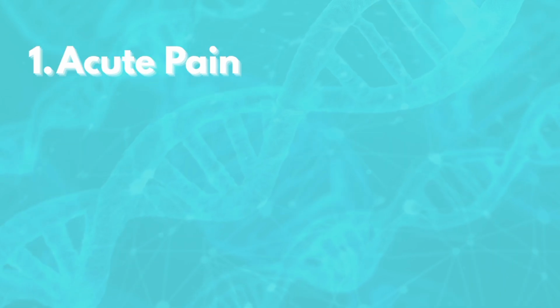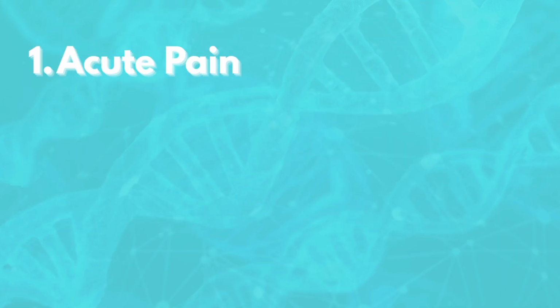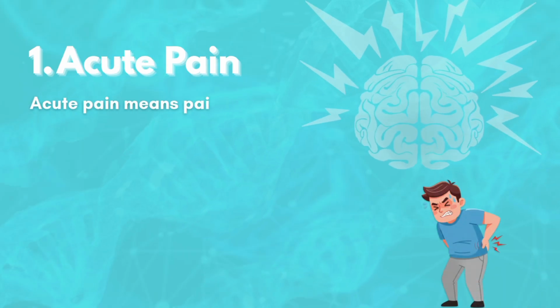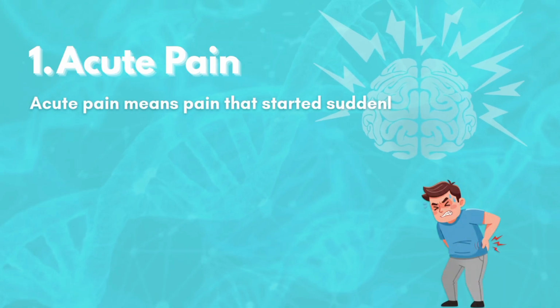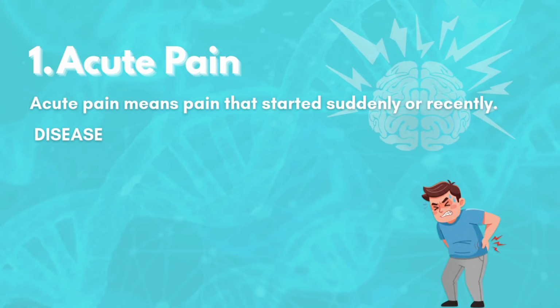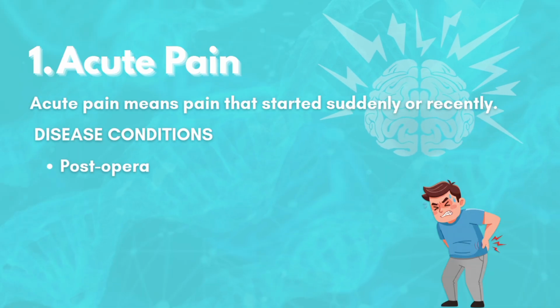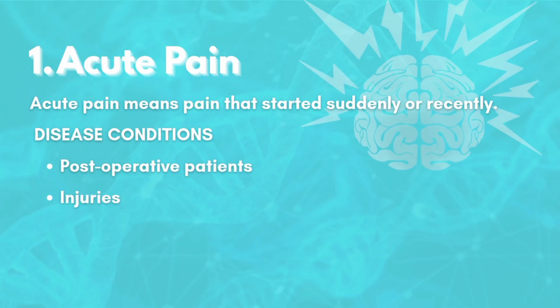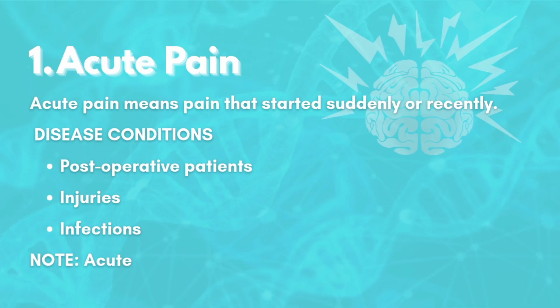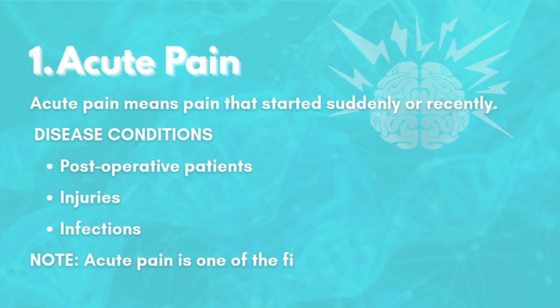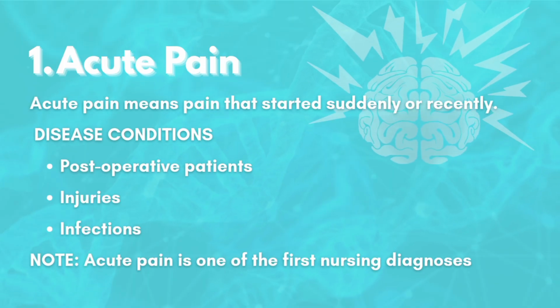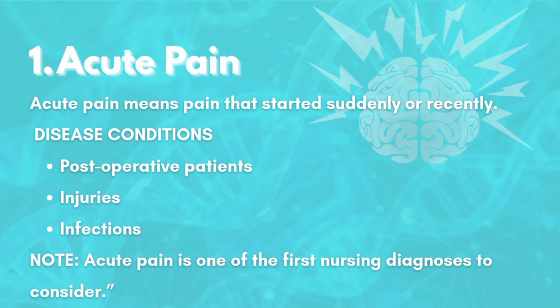Number one on our list today is acute pain. Acute pain means pain that started suddenly or recently. You will likely see this diagnosis in post-operative patients, in injury cases, and in infections. And if the patient complains of pain, acute pain is usually one of the first nursing diagnoses to consider.